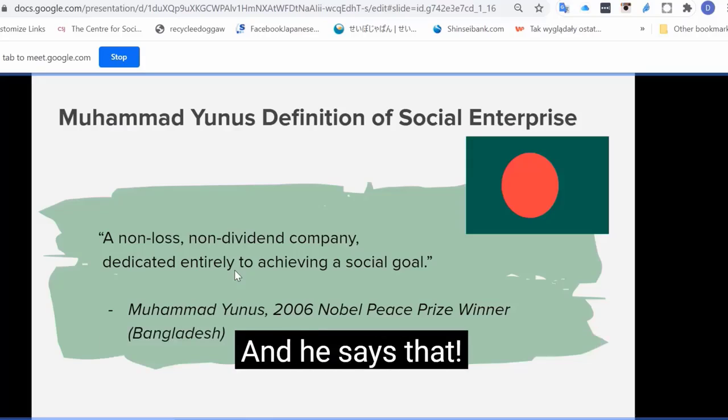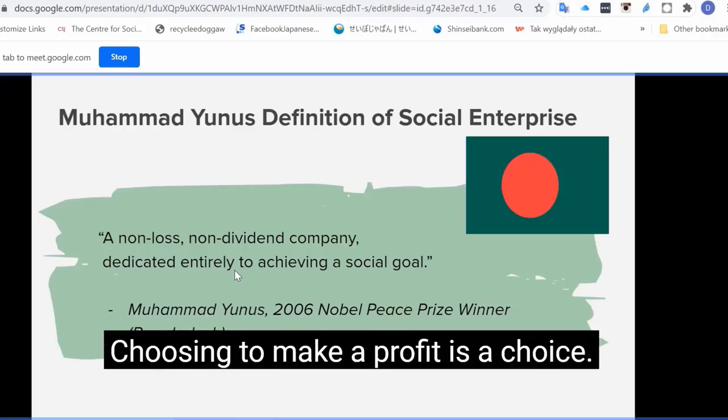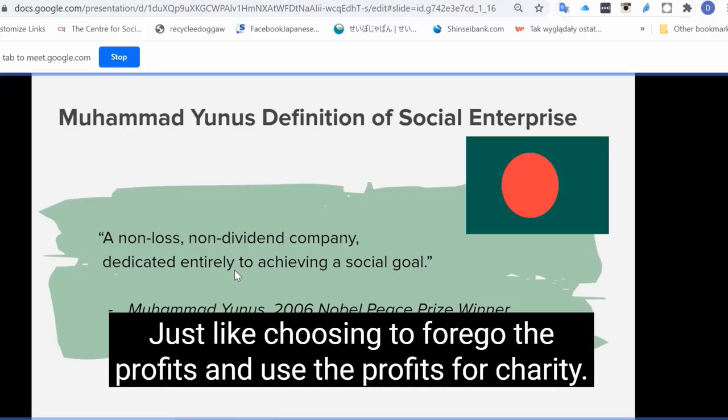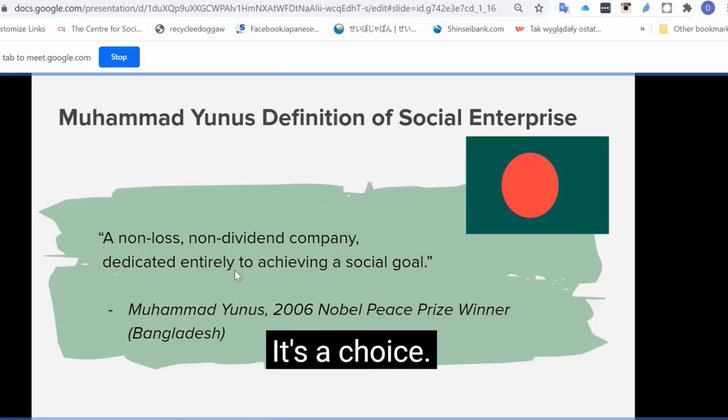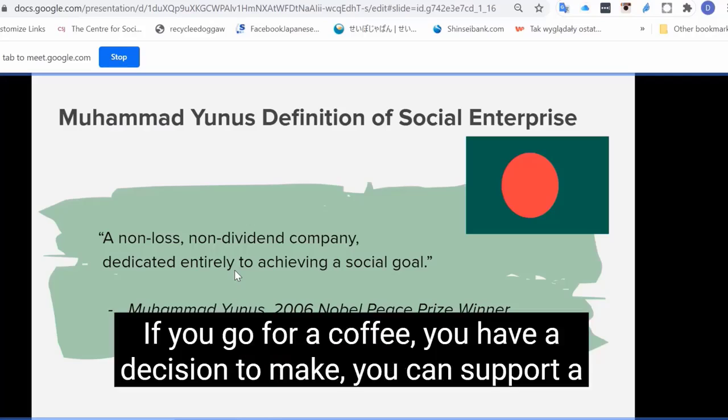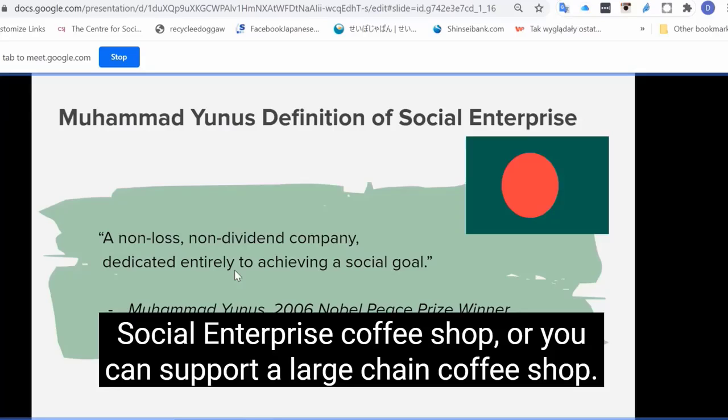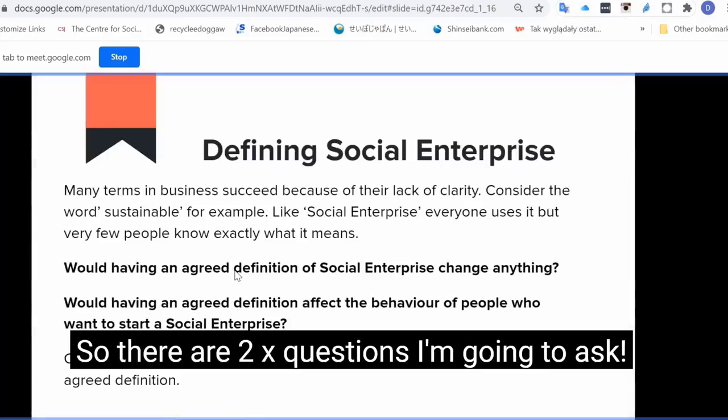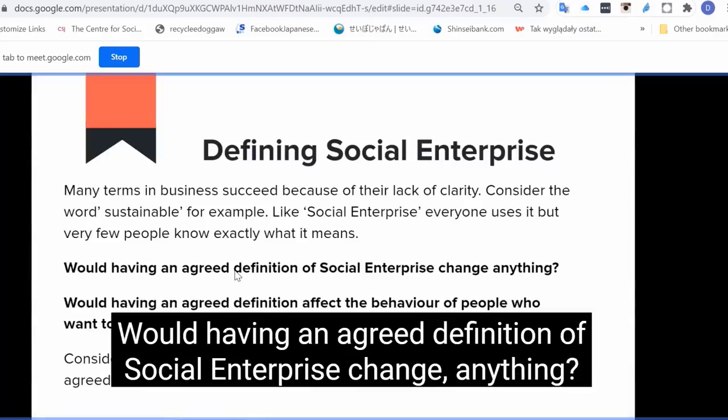Exactly, and he says that it's a choice. Choosing to make a profit is a choice, just like choosing to forego the profit and use the profits for charity. It's like everything. It's a choice. If you go for a coffee, you have a decision to make. You can support a social enterprise coffee shop, or you can support a large chain coffee shop. So there are two questions I'm going to ask. Would having an agreed definition of social enterprise change anything?